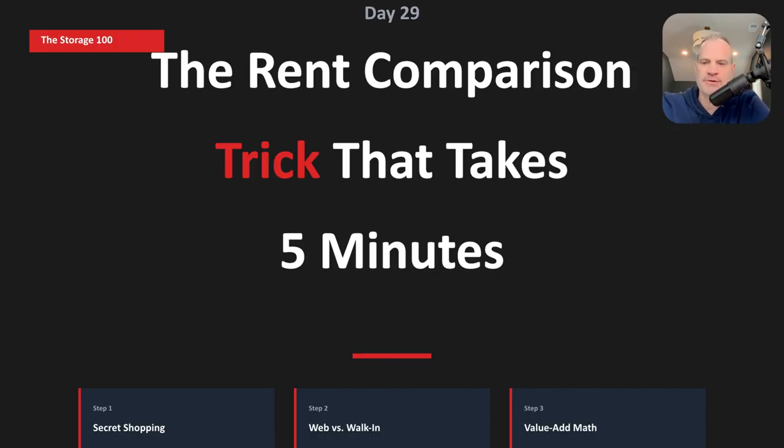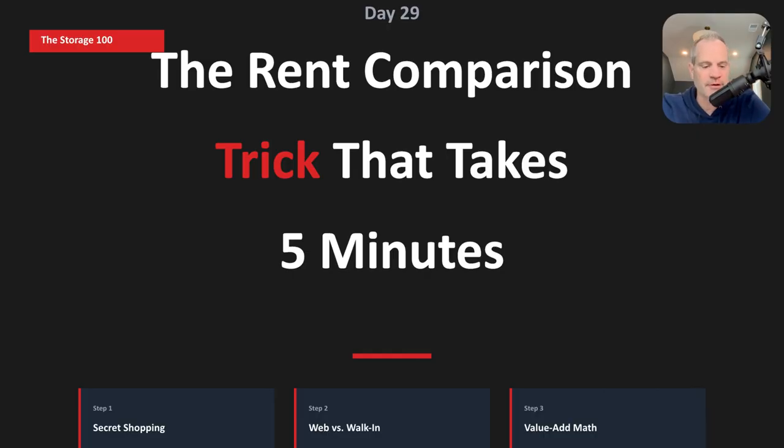I am Joe Downs with the Storage Mastermind, and in today's episode, we are going to be talking about the 5-minute trick that will change how you underwrite every single self-storage deal. This will be your cheat code for rent comparison and the difference between a deal that looks mediocre and a deal that looks like a home run.